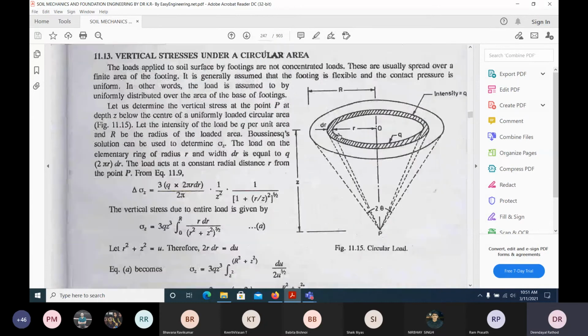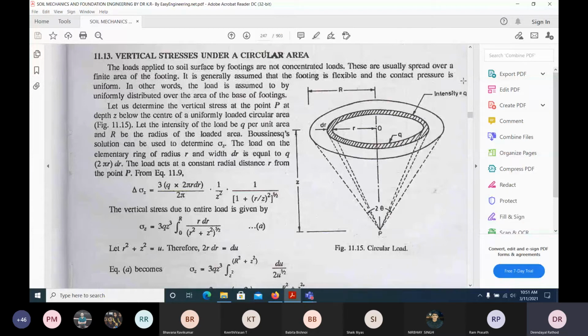Now, one more thing. Till now, what we have seen is point load, line load, and strip load. Generally, the foundation may not be a point load, line load, or strip load. It can be circular or rectangular. In that case, we find out the vertical stresses below it by using the same Boussinesq theory.